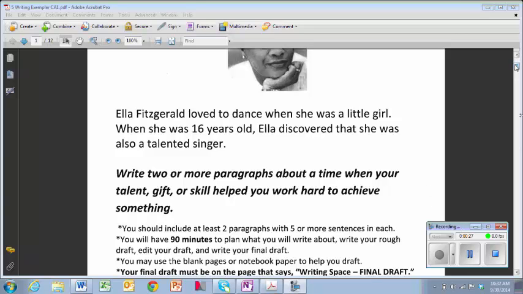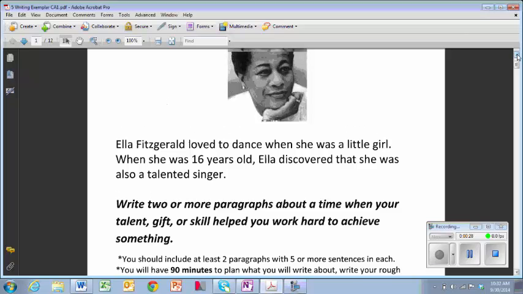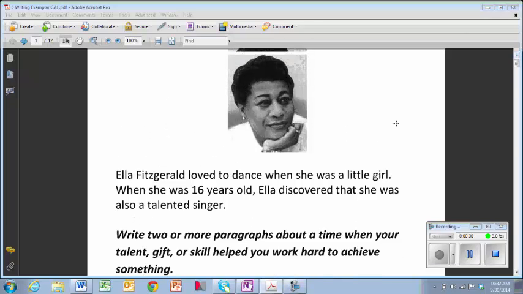So the first thing that you'll notice when you open up the exemplar response or when you open up one of your scholar responses is this picture, a little note, and then the prompt, which asks scholars to write about a time when their talent, gift, or skill helped them to achieve something.